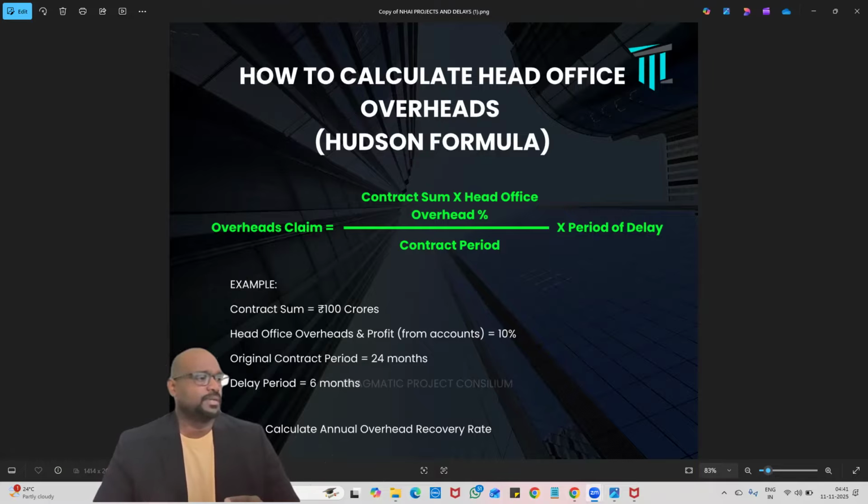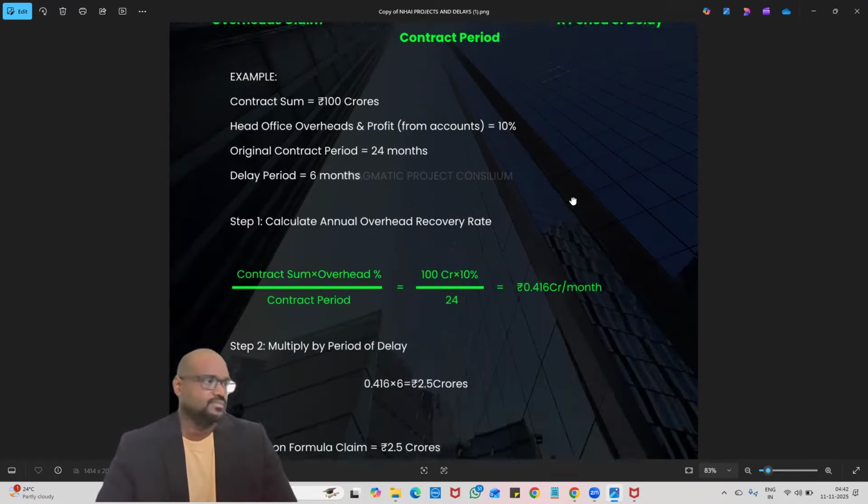The original contract period is 24 months, say 2 years. The delay period is 6 months, which has been derived from the delay analysis. So now we are going to find the head office cost the contractor has spent for the 6 months, or, if it is a prospective analysis, is going to spend for these 6 months.